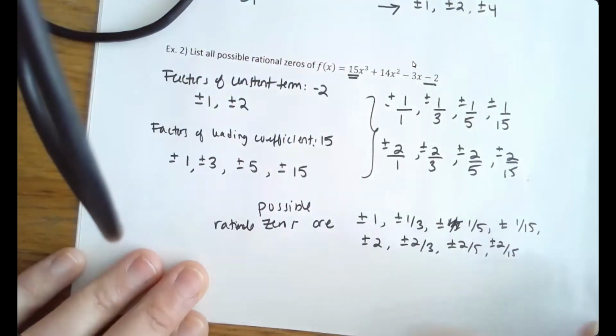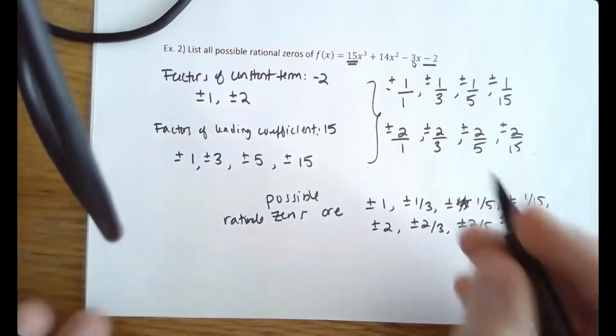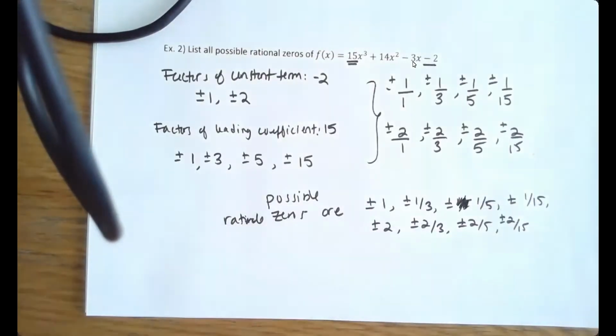So we have 16 options here to try, which is definitely kind of a lot, right? But at least it's not infinite. So I guess you could technically try infinitely many, right? Just to keep plugging things in to see if you can get a 0.